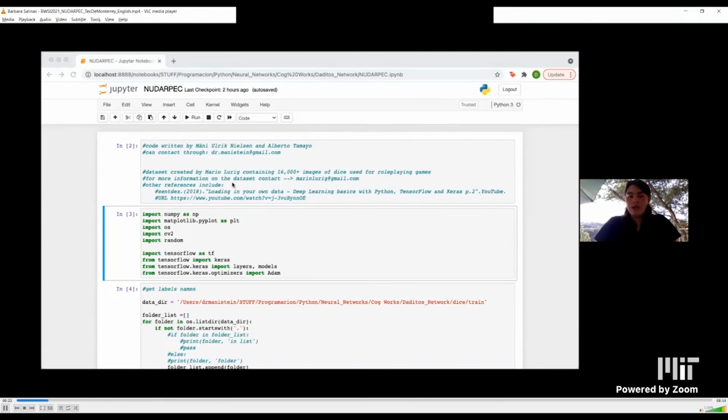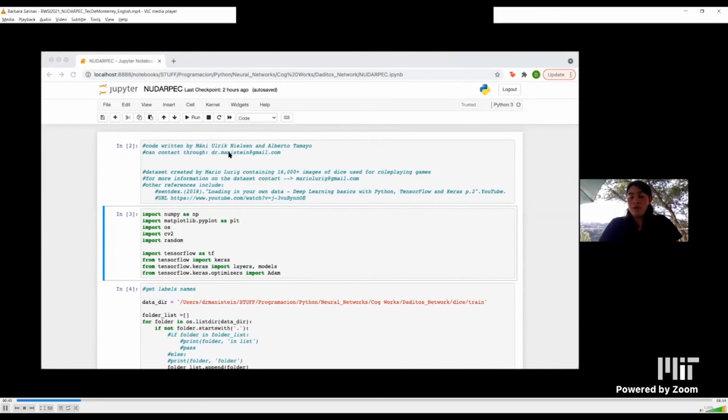Yet we're going to present our CogWorks Autonomous Cognitive Assistance, which we named NUDARPEC, which stands for Neural Ultradynamic Autonomous Role-Playing Polyhedron Entropic Classifier, which is our project, and we would like to present it to you.